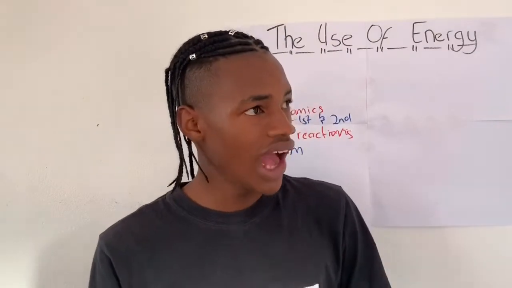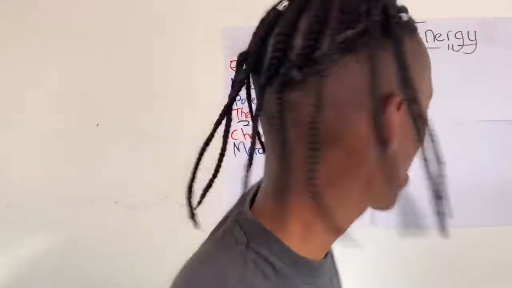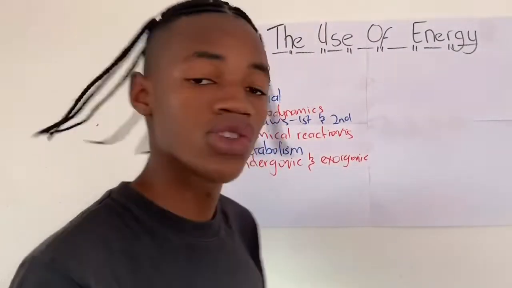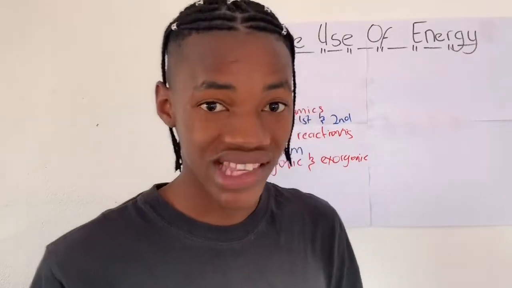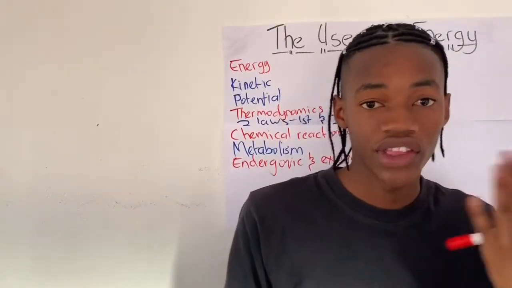And then we have different types of reactions. We have endergonic reactions and exergonic reactions. So now I am going to write a very simple sketch of each. But before I write the sketch, let me explain what they are.